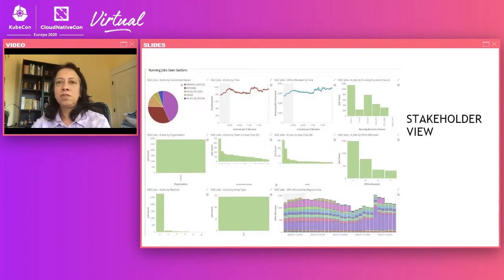This is a stakeholder's view. The pie chart at the top left shows the jobs in different states at the moment. Then we have timelines of jobs running by different aspects, by time, by GPU allocated, running duration, org, team, registry, etc.